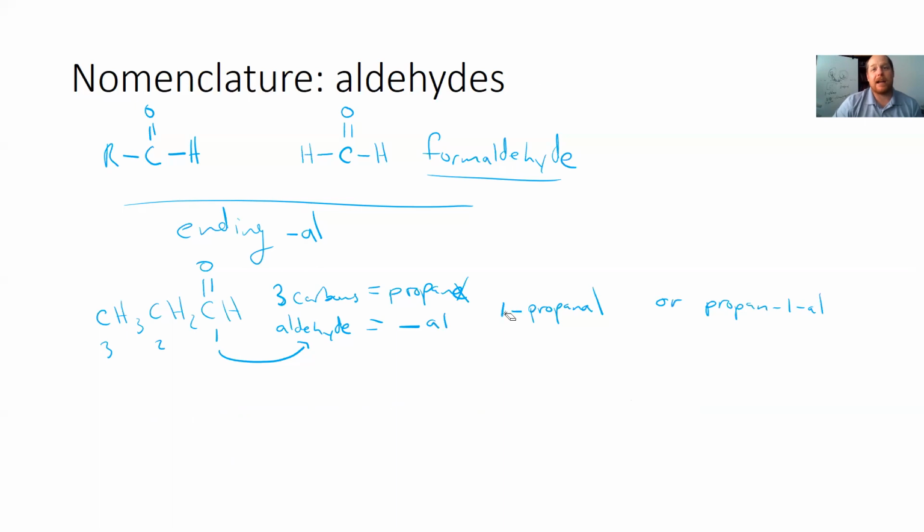With the aldehydes, in fact, you don't have to number these. See, this is one of those things that I kind of screw up every so often because nomenclature is my least favorite thing in the world. With propanal, you don't actually have to number it because it's always on the end. Duh.